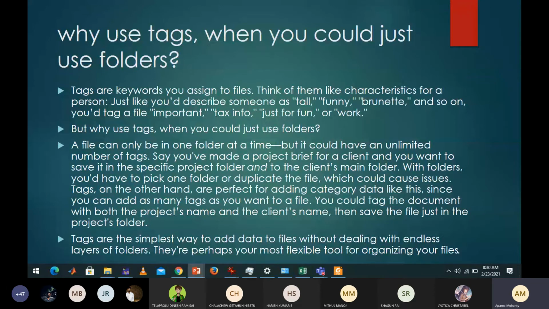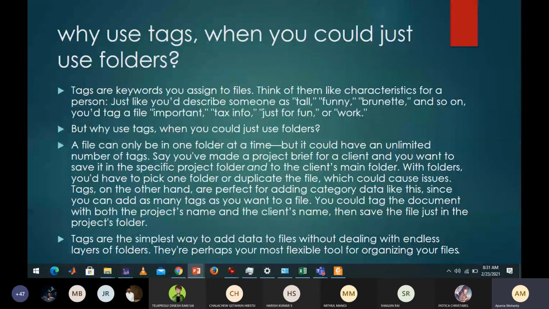Whenever you save something, you give some key tags. So it's like some kind of characteristics. Generally, whenever you are conversing with your friend, suppose you are talking about somebody whose name you might not remember. But you remember him or her, like suppose a tall guy or a funny guy.